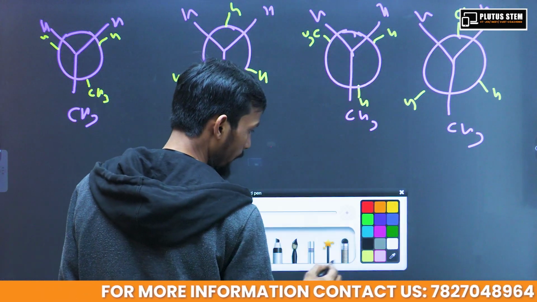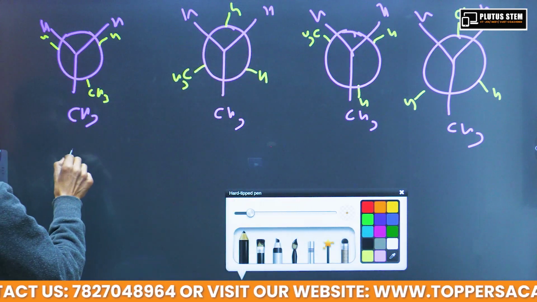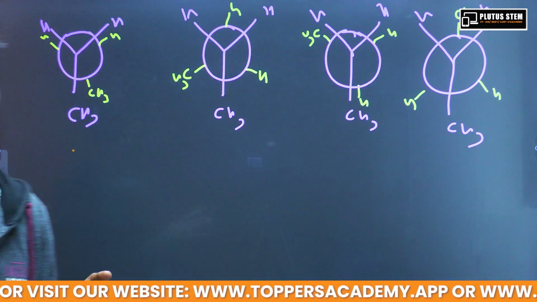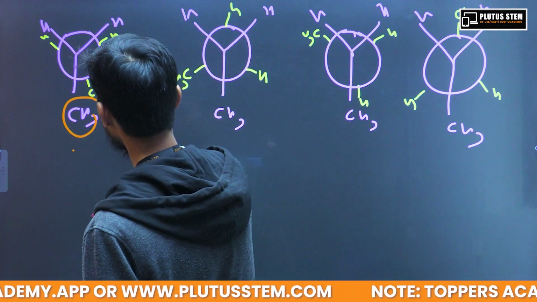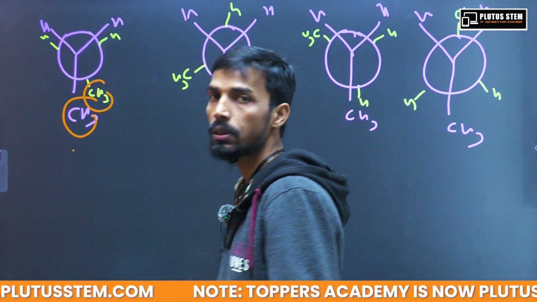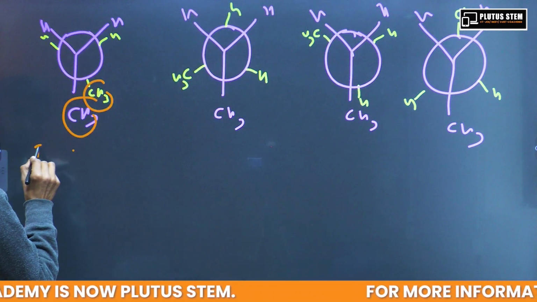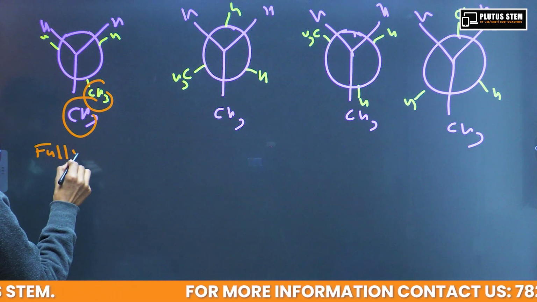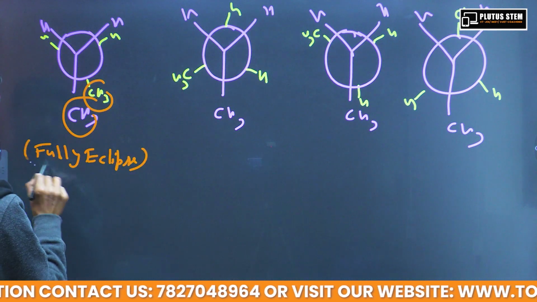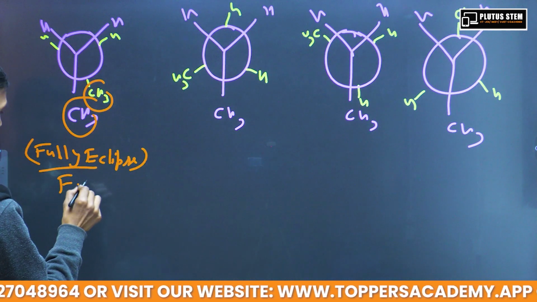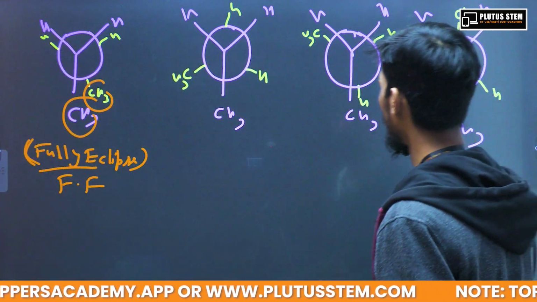So now if I name them, this one is the fully eclipsed structure, because CH3 is below CH3 and H is below H. So this one is the fully eclipsed structure. And regarding this one, it is staggered.